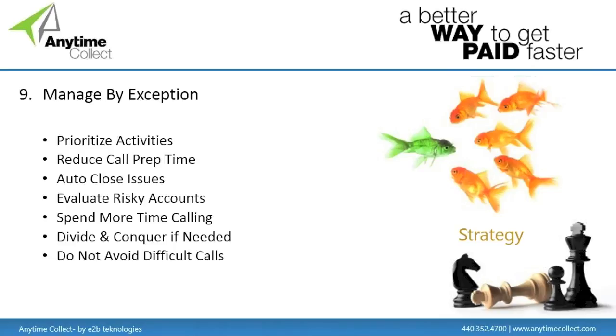Evaluate those risky customers, right? Those are going to be the exceptions. Spend more time calling. Divide and conquer if needed. In a lot of cases, management by exception means you need to escalate things faster. And one little note here, don't avoid those difficult calls. In every business, we try to hire the right people for the job, but some people just don't like talking on the phone or they don't like conflict. You can't avoid those difficult calls. If we know we have a customer that's struggling financially or they're just not a very pleasant person to deal with, I have to make those calls. I have to know how to handle those calls.